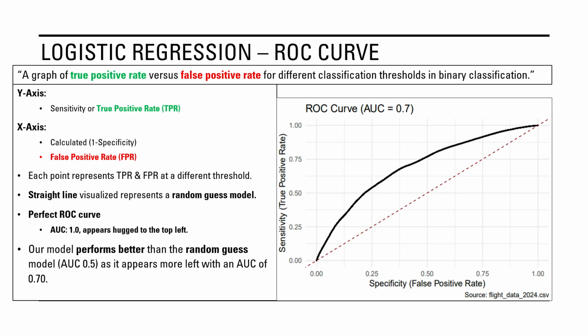The diagonal line in red shows what a random guessing model would be, or an AUC of 0.5. And our curve gives us an AUC of 0.7.